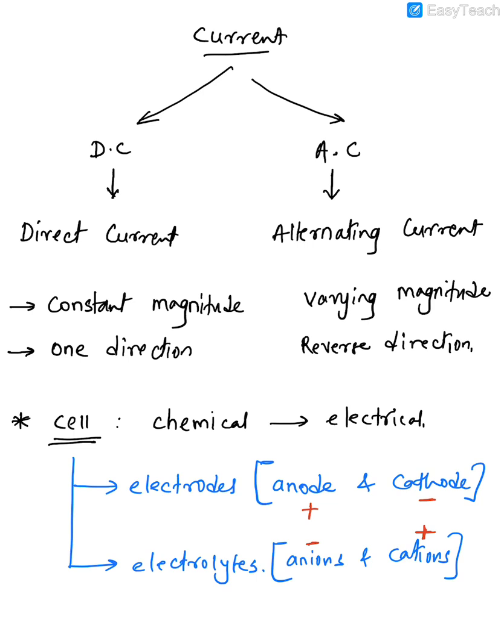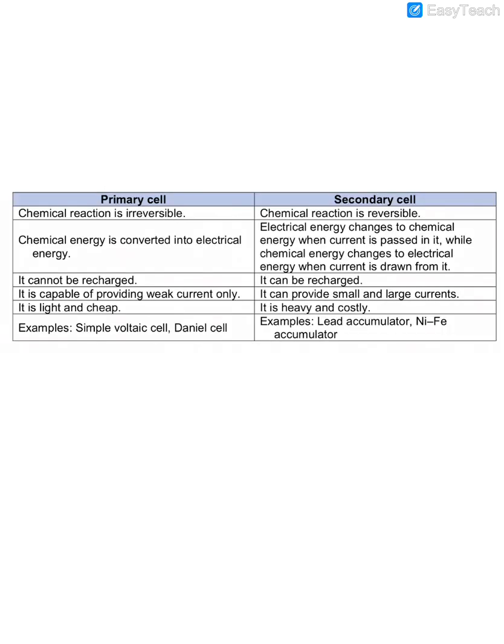Okay, now guys, we'll learn about the different types of cells. The two types of cells that we are going to learn about are called a primary cell and a secondary cell. So these are the cells which I've shown in the tabulation here.